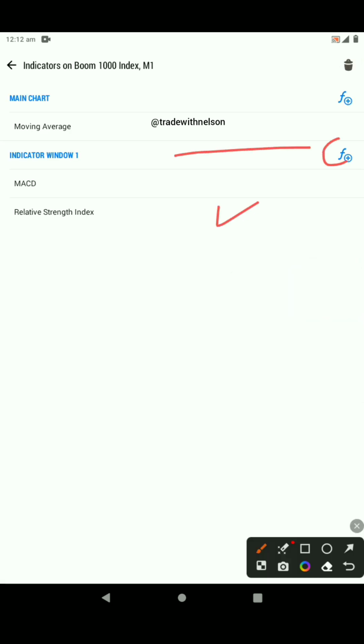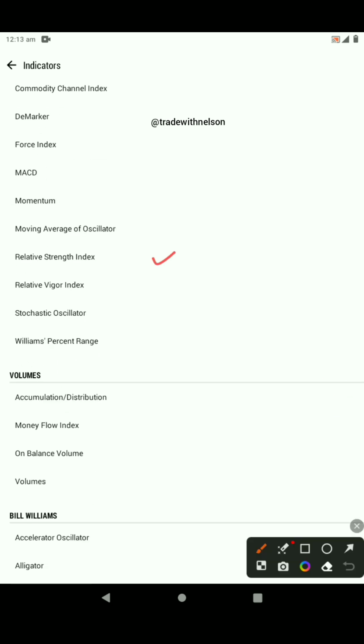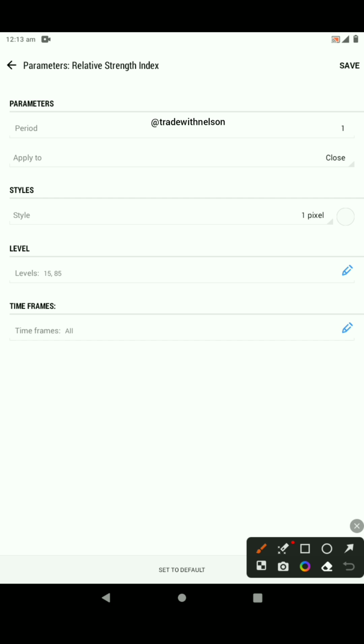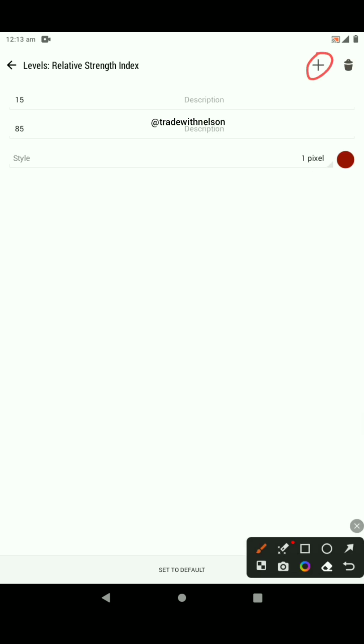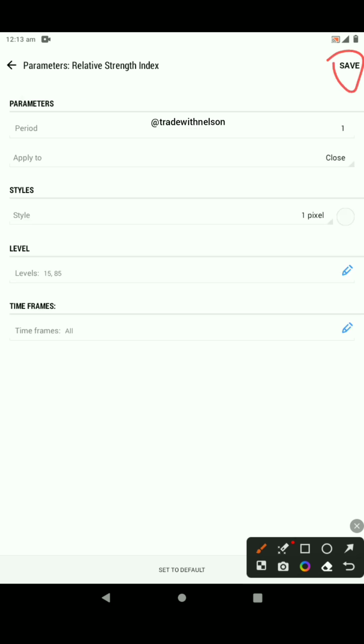For the RSI, click on the F icon on indicators window 1, scroll down a bit, RSI, click on that. Make your period 1, apply to close, style 1 pixel, and select the color of your background. For the levels, click on this pen icon, add level, type 15 and 85, style, make it 1 pixel and select a color of your choice. After that, click on save.